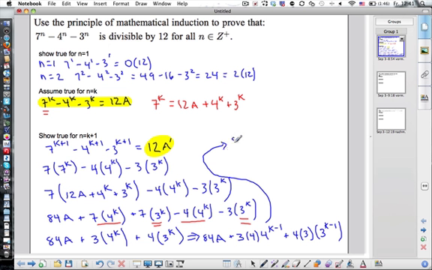We get 84a plus 12 times 4 to the k minus 1 plus 12 times 3 to the k minus 1. And so we get 12 times 7a plus 4 to the k minus 1 plus 3 to the k minus 1. And that, ladies and gentlemen, is it.